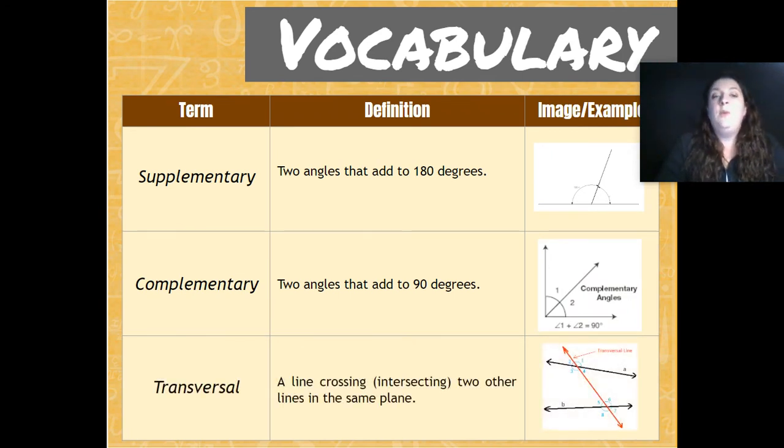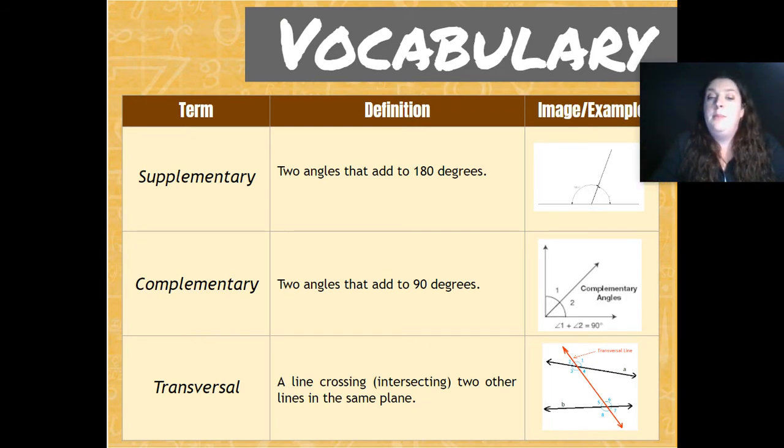So then we have some more vocabulary. Supplementary means you have two angles that add up to 180 degrees. So you can look at the picture and you will see that your 180 degrees is your straight line on the bottom, and then you have a ray that comes up through the center of that line, or any point on that line, creating two separate angles.